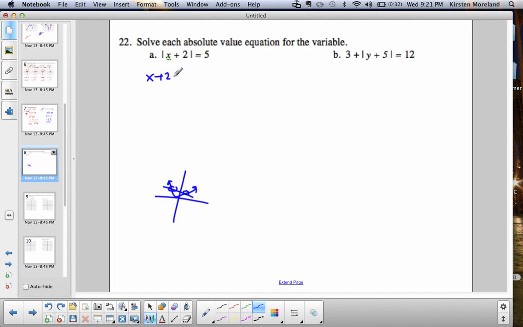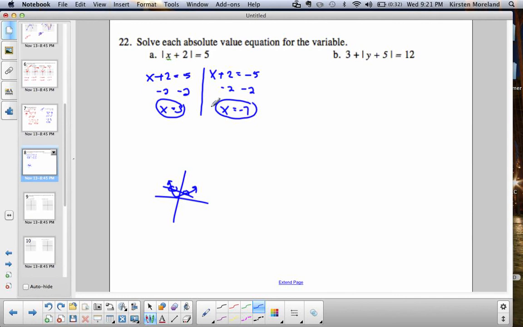Now we can break this into, it could be positive 5 in there, or since the absolute value makes everything positive, it could also mean that the inside was originally negative. So when I subtract 2, my first answer is x equals 3. My second answer is x equals negative 7.